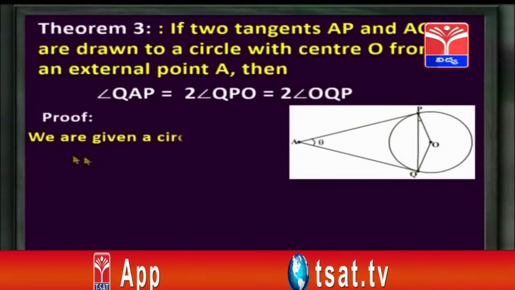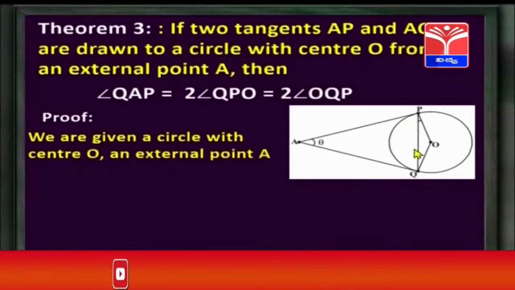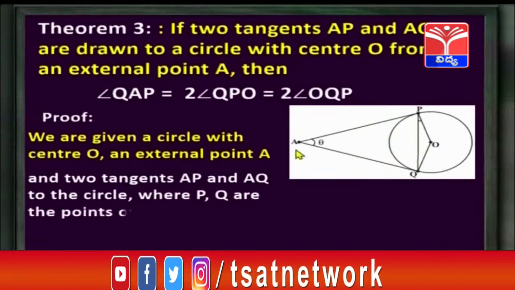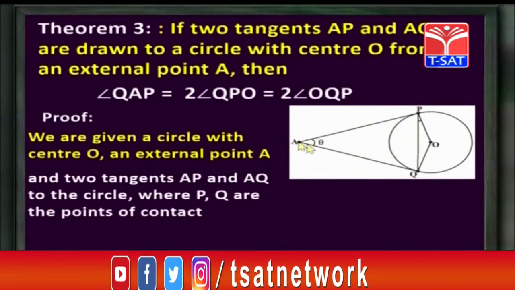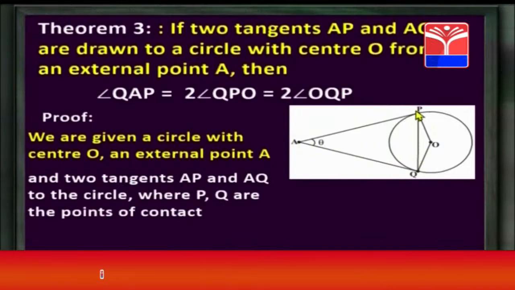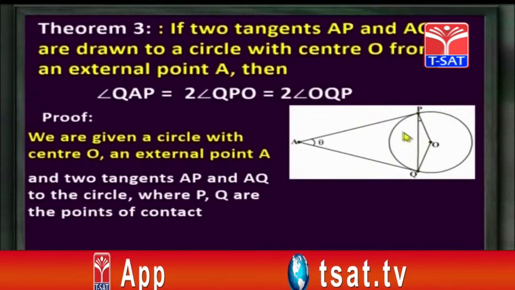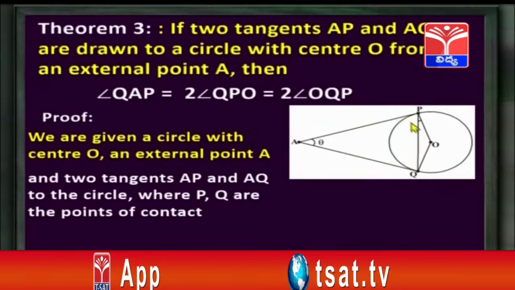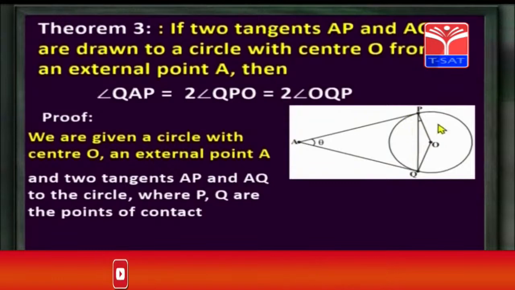Let us prove this. We are given a circle with center O, an external point A, and two tangents AP and AQ to the circle, where P and Q are the points of contact. Both P and Q are points of contact, and we know that at the point of contact, the angle with the radius is 90 degrees.